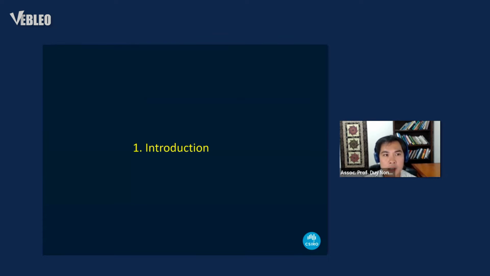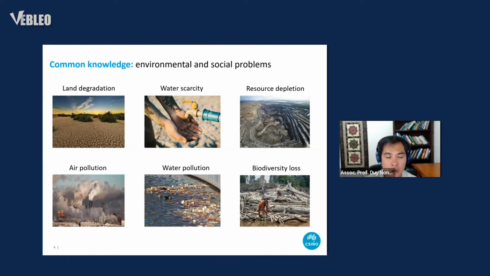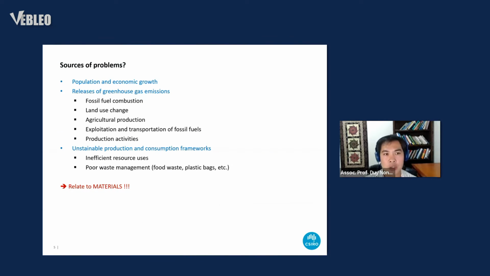There is some common knowledge that we all know in recent years or decades about the environmental and social problems in many cities and countries in different regions around the world. For example, we are increasingly experiencing land degradation, air and water pollution, and biodiversity loss in many different regions around the world. So what are the sources of the problem?